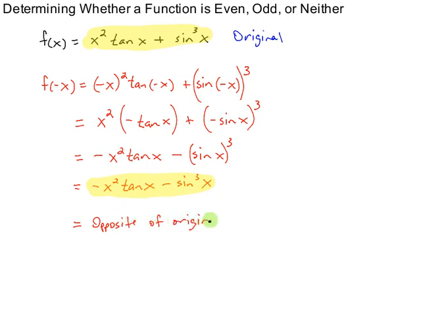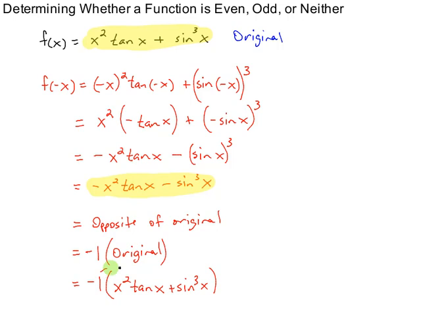What do I mean by opposite? Well, it's the same thing as a negative 1 times the original. And so if you look at that, you have negative 1 times x squared tan of x plus sine cubed of x. The negative 1 distributes, and you get this. So the opposite of a function is multiplying it by negative 1, and since f of negative x equals the opposite of the original function, this is an odd function.